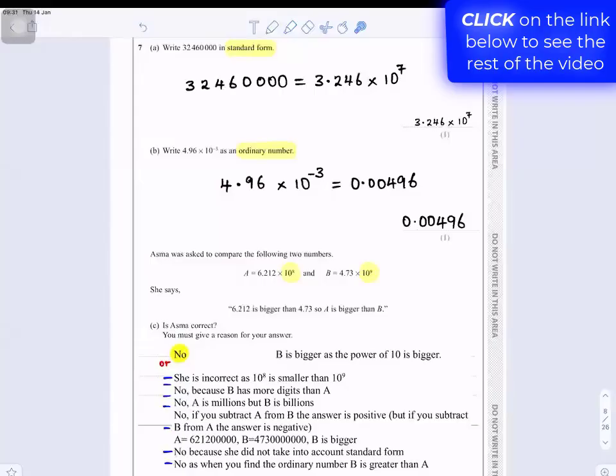So that's your complete answer for question 7. Part A, 3.246 times 10 to the 7. Part B, 0.00496. And then part C, no, B is bigger as the power of 10 is bigger.